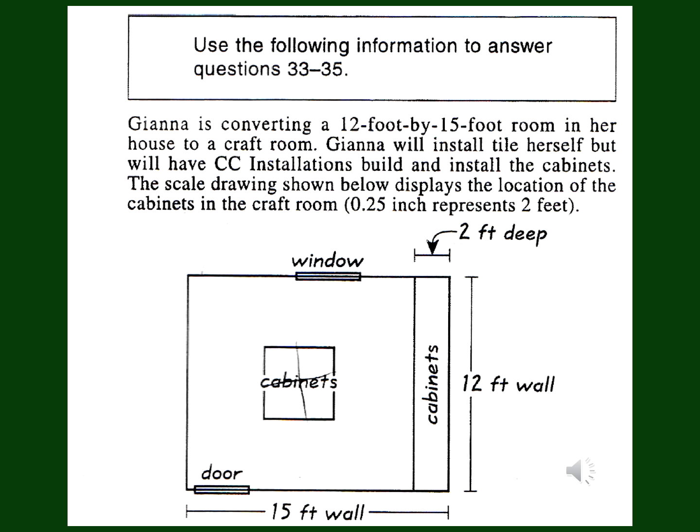So next we have a whole section of questions that go together. We have a situation that we use for questions 33 through 35. And on this one it says Gianna is converting a 12-foot by 15-foot room in her house to be a craft room. Gianna will install tile herself, but she'll have CC Installations build and install the cabinets. The scale drawing below displays the location of the cabinets in the craft room, and it tells us that 0.25 inch represents 2 feet.